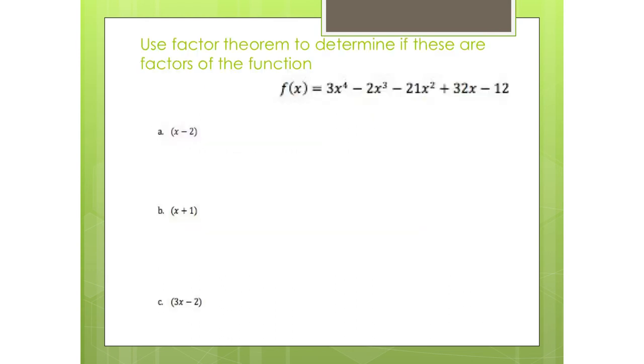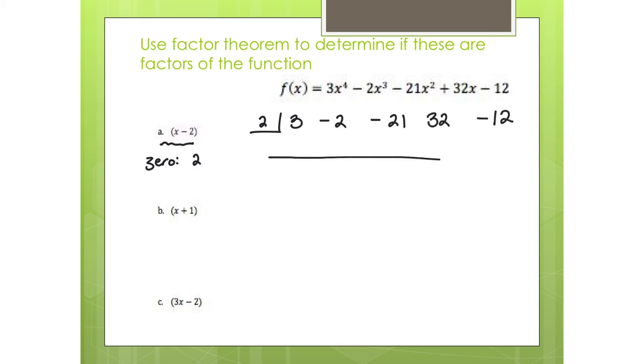Again, we want to use synthetic division because it's going to be the fastest way to find our factors. So we want to see if x minus 2 is a factor of this 4th degree function. The 0 for x minus 2 is 2, so we're going to use synthetic division with 2. And we're looking for a remainder of 0 to be able to say yes.